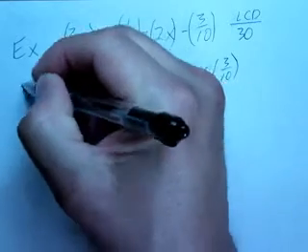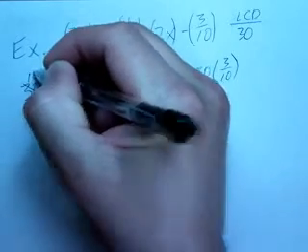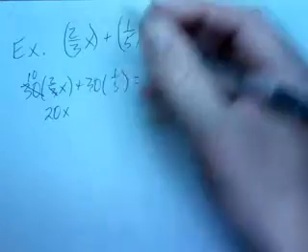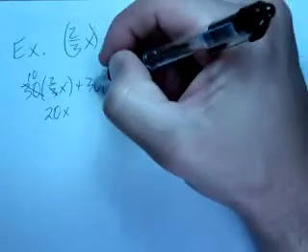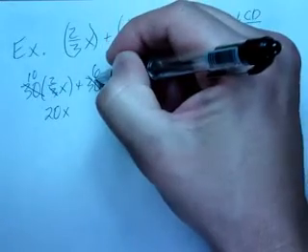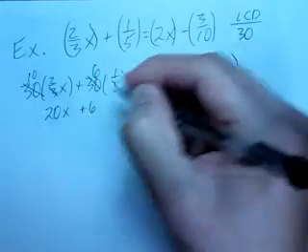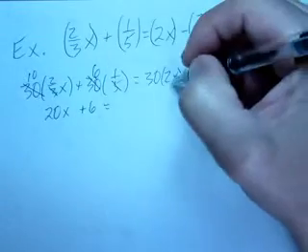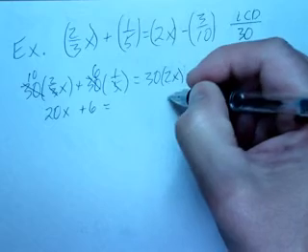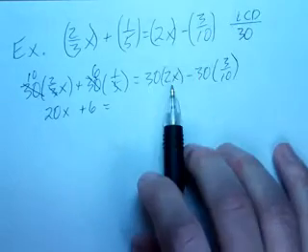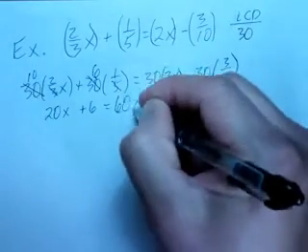3 divides into 30 10 times, giving us 10 times 2x, which is 20x. 5 divides into 30 6 times, and positive 6 times 1 is still positive 6. Copy the equal sign. There's nothing in the denominator here, so you do not divide anything. You simply multiply to get 60x.